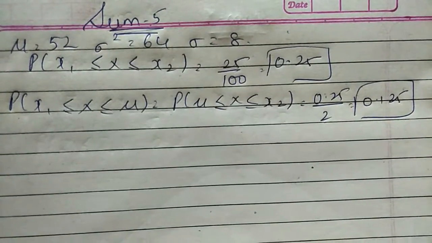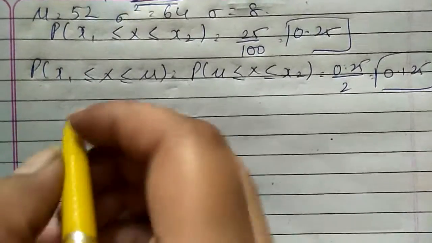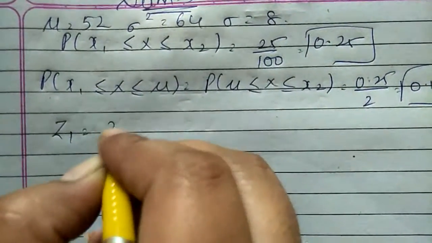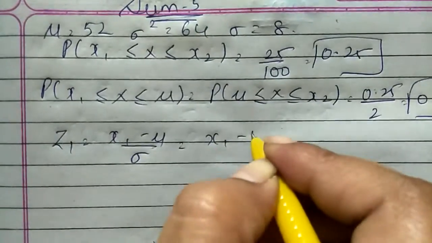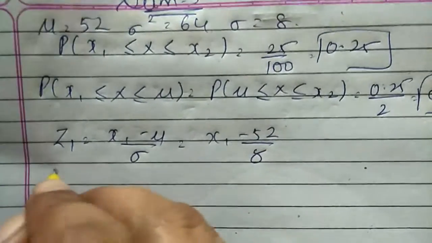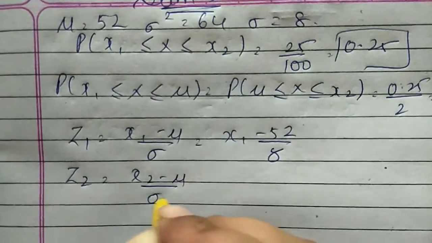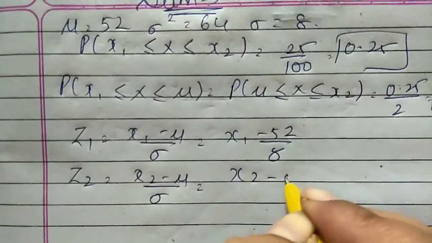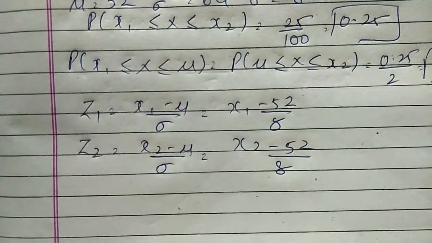0.125. So now for x1 we will find the value of z1. So z1 is equal to (x1 minus mu) upon delta, that is (x1 minus 52)/8. And for x2 we will find z2. z2 is equal to (x2 minus mu) upon delta, that is (x2 minus 52)/8. Now we will make the figure for both of these.